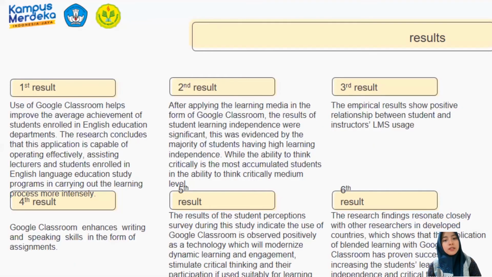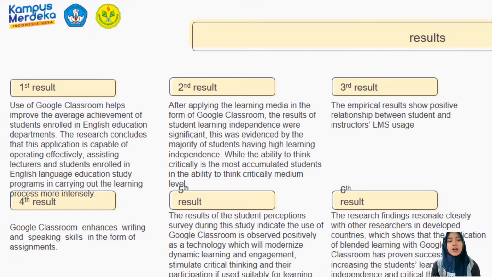And then here, now I make the result by article, because in each one the purpose and method are different, so we can get different results. The first result, from article one: use of Google Classroom helps improve the average achievement of students enrolled in the English education department.